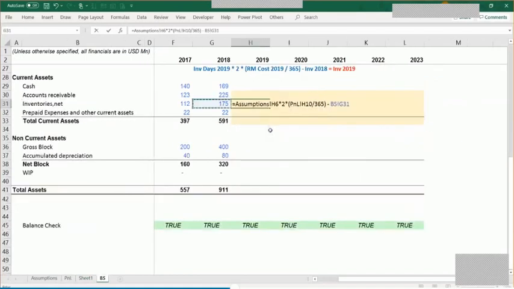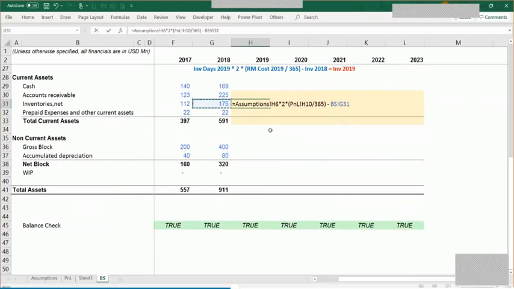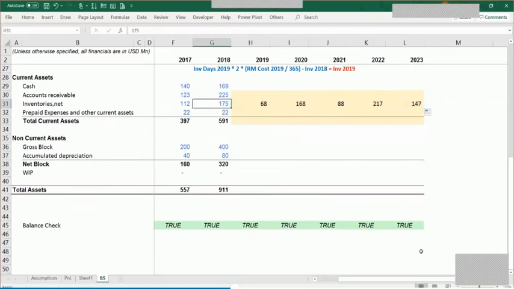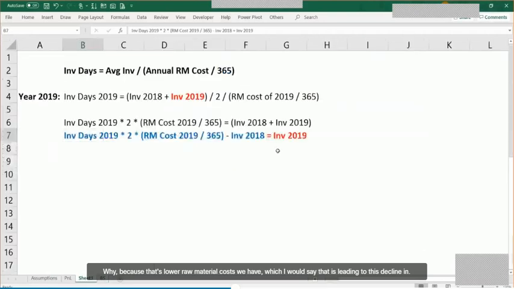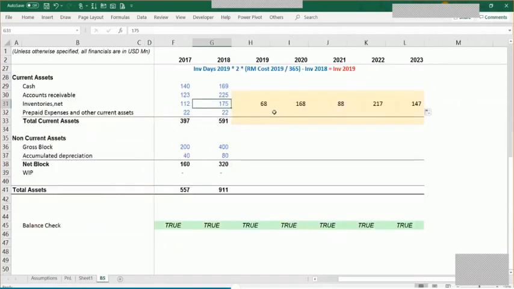year inventory, which is 175. So I've taken 105 days of inventory into 2 into P&L H10, which gives me the raw material cost for the year 2019 divided by 365 minus $175 million of last year inventory, which can be dragged on the right hand side. You see, there is a drastic reduction in the inventory. Why? Because it's lower raw material cost. We have a huge dip in our sale. That is leading to this decline in the inventory as well.